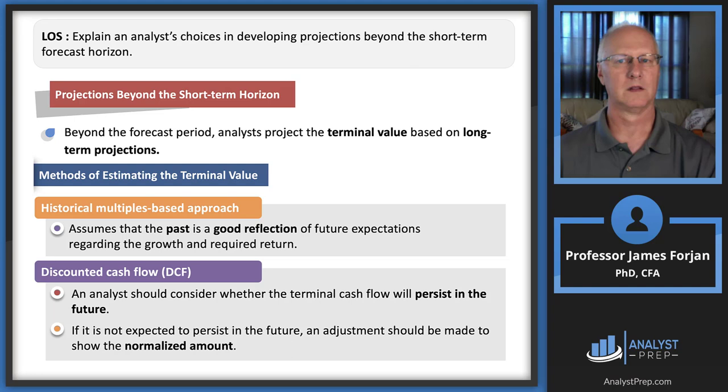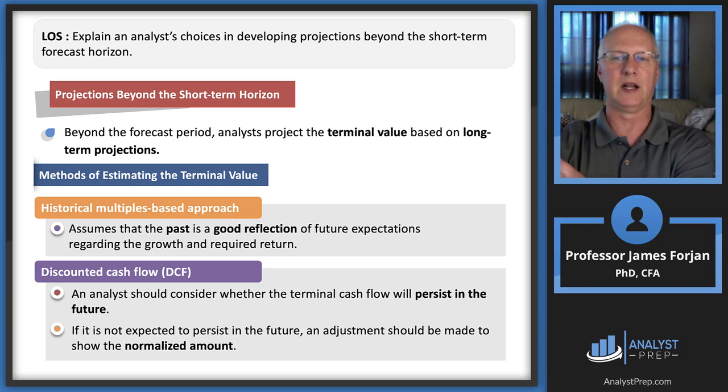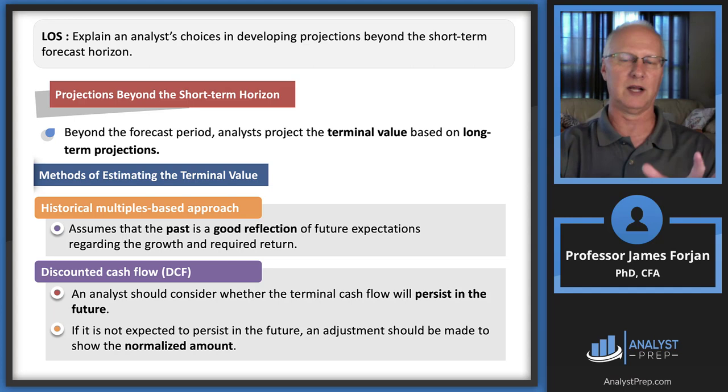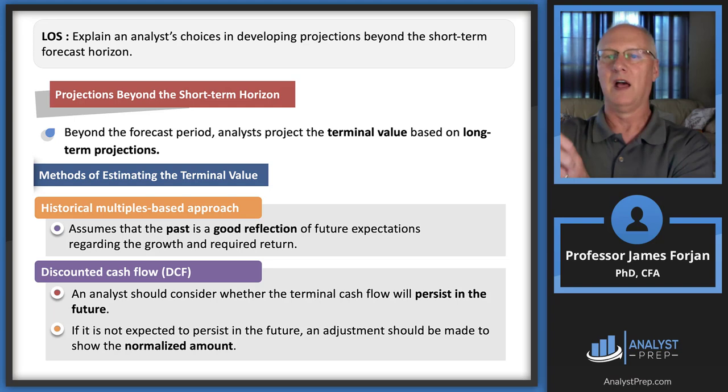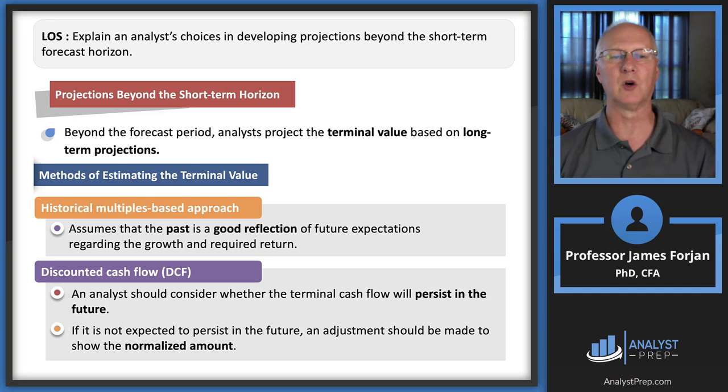Now, once we get beyond that short-term horizon, we want to estimate some kind of terminal value. It doesn't make any sense to say we're going to do this for the next 20,000 years or through infinity. Let's figure out a terminal value. Terminal value can be considered like a future value of reinvested cash flows, or, as in this case, a present value of those long-term projections. So we have the short-term horizon, and then we have a terminal value. We can do this based on things we've talked about in past recordings. We can use the multiples-based approach, or we can use the discounted cash flow technique.